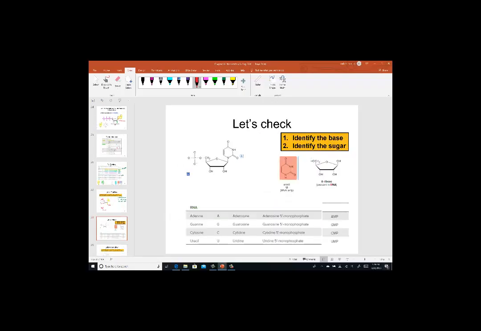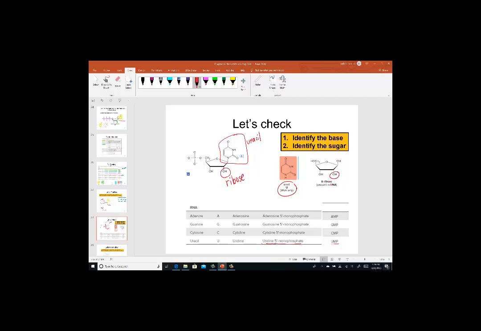Let's go through it. When you identified the base, it came out as uracil. When you identified the sugar, it came out as ribose. The name of this base is uracil. The name of the sugar, ribose. Put it together and you come up with uridine 5'-monophosphate. UMP is its 3-letter code. Uracil becomes uridine.